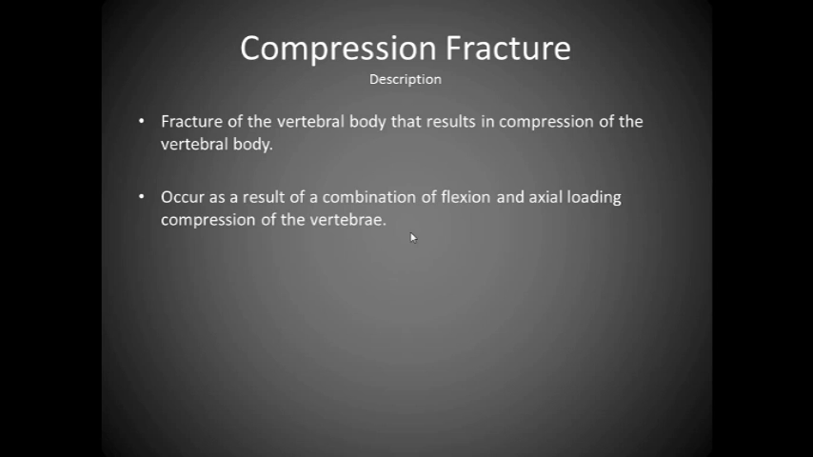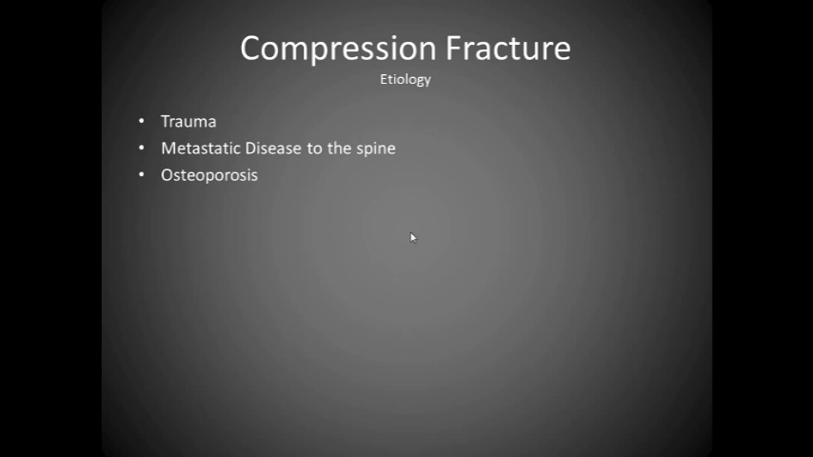So that brings us to a compression fracture. These are not uncommon at all. Compression fractures are fracture of the vertebral body that results in compression of the vertebral body. It occurs as a result of a combination of flexion and axial loading to compress the vertebrae. It can result from trauma, metastatic disease to the spine, and osteoporosis.